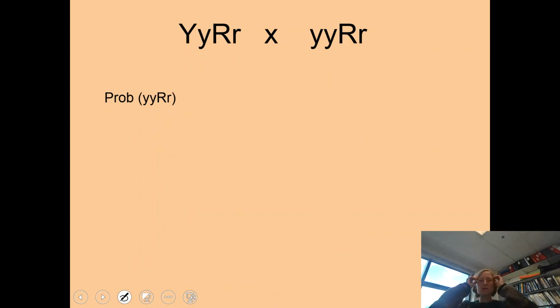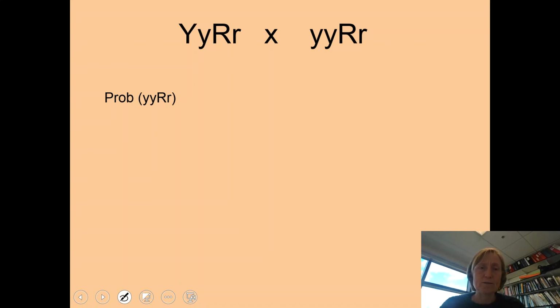Okay, so here's the question. I think this is going to be easy. What is the probability of getting little y from these parents? And then what's the probability of getting big R, little r from these parents? And then we multiply the separate probabilities together. Poof, we get the answer, right?